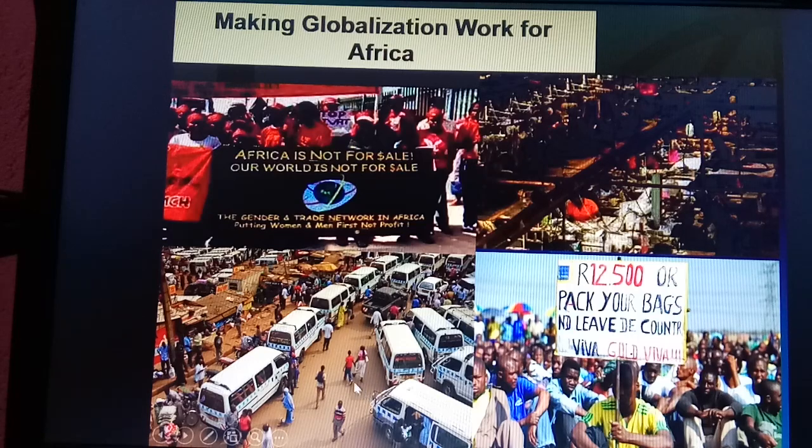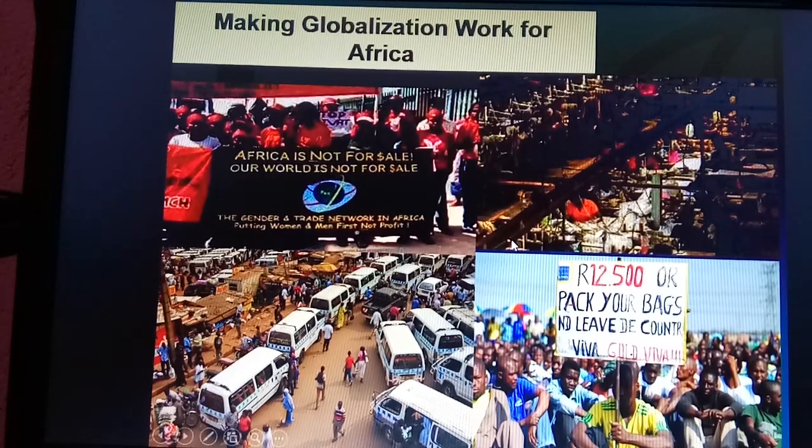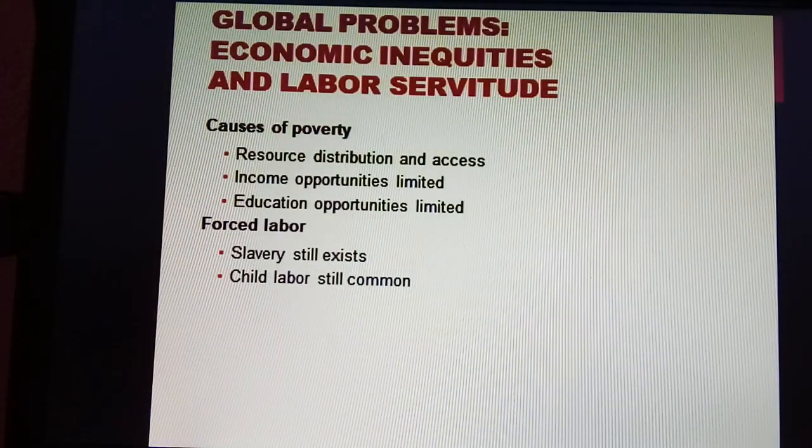In that case, if there is no competition, no competing companies, they just monopolize. In this picture, 12,500 OR, pack your bags and leave the country. Viva gold. Okay, so they are receiving very meager pay as well, a very meager salary for hard work. Okay, so they are protesting. Global problems are still evident. Economic inequities and labor servitude are still very much evident.